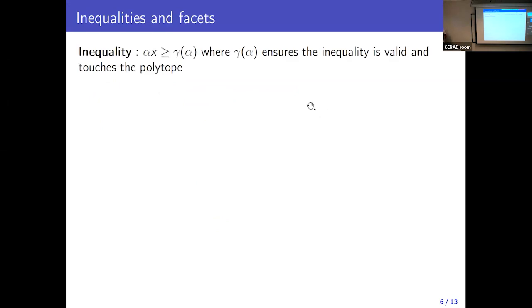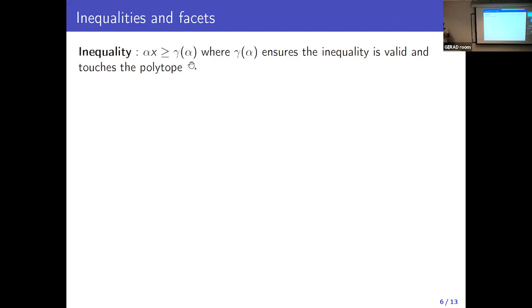Okay, so more about inequalities and facets. What kind of inequalities are we going to study in this problem? It is known that for the set covering problem, the only inequalities that are relevant to study, which means that they can be facets, so non-redundant inequalities, are going to be of this form: alpha x greater or equal than gamma alpha, with alpha positive coefficients, and always this greater or equal sign, because the other inequalities can never be facets of the polyhedron.